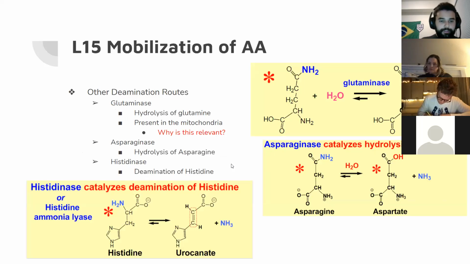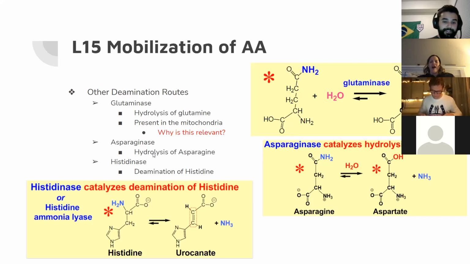So there are other deamination routes. We have our glutaminase, asparaginase, and our histidinase. They're going to follow a similar pathway to our glutamate dehydrogenase, okay? For glutaminase, this is actually the hydrolysis of glutamine, so we're going to be using water, okay? This is present in the mitochondria. And this is pretty relevant because we're going to be forming ammonia, and this ammonia is going to be really important to the urea cycle, which is associated with our mitochondria. That's why it's pretty important that it's in the mitochondria.